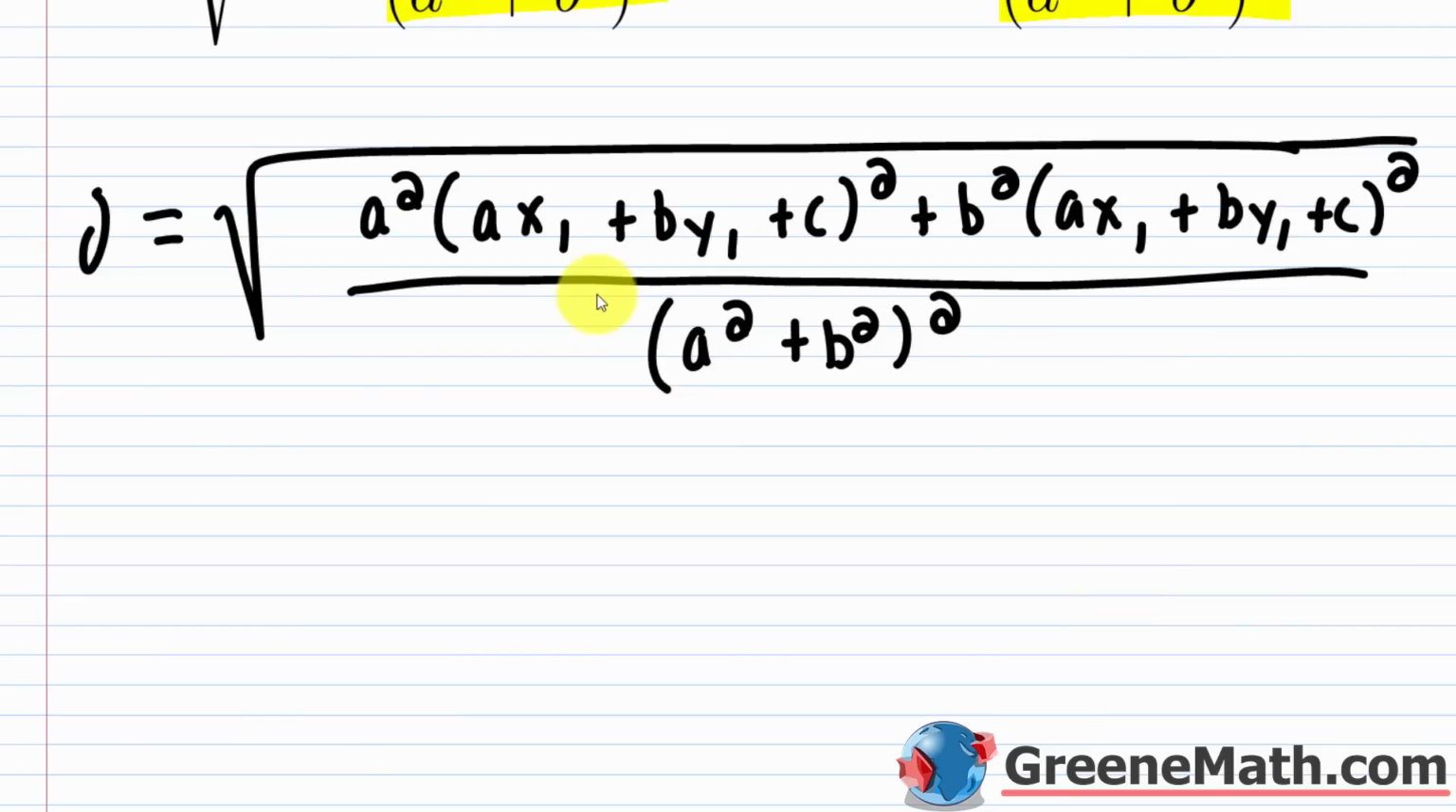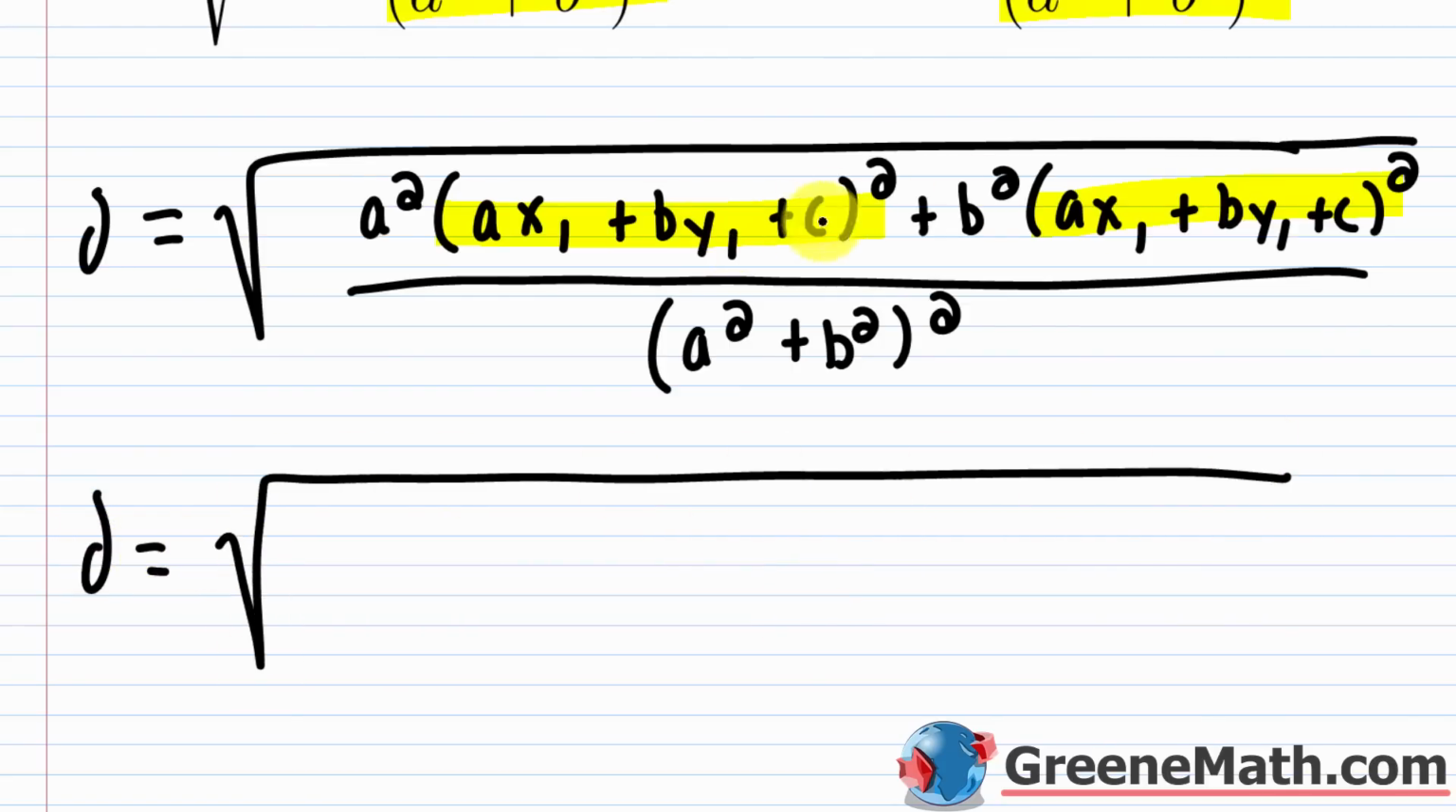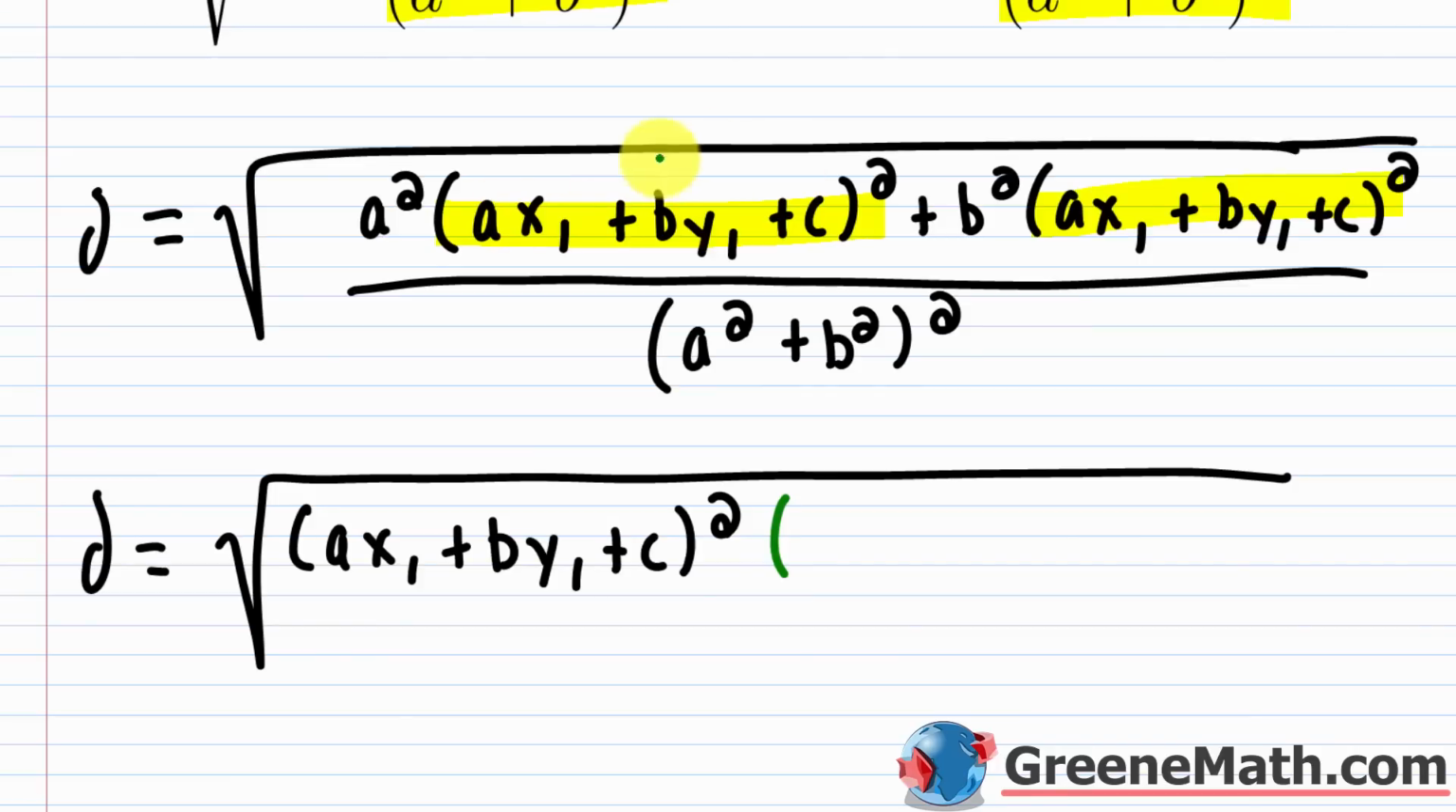At this point, I want you to notice that you have this right here that is exactly the same as this right here. So those are the same, so you can factor that out. Basically, the distance is equal to the square root of, this gets pulled out because it's common. So let me put this out here: ax sub 1 plus by sub 1 plus c, and this is quantity squared. And then this is going to be times what's left. Well, if I pulled this out, I would have a squared left. So let me put a squared. And then plus, if I pulled this out, I would have b squared left.